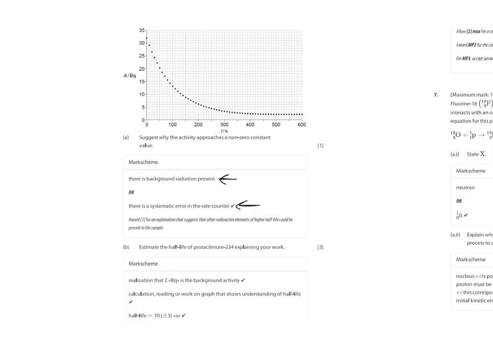It also says that maybe there are other radioactive elements of a higher half-life present in the sample. I would chalk that up with background radiation, but that'd be pretty insightful if someone thought of that. Anyway, B, estimate the half-life of protactinium-234, explaining your work.